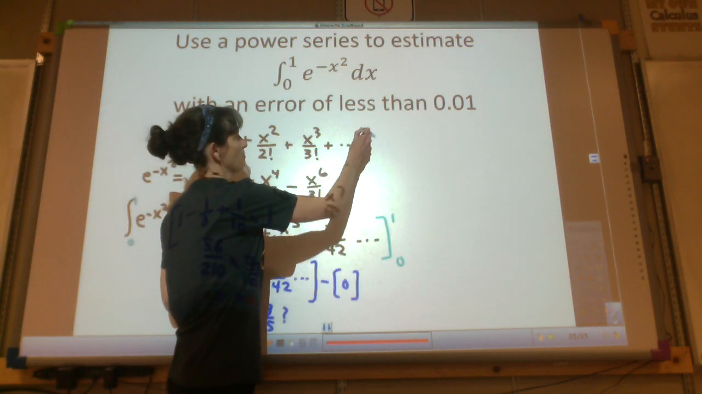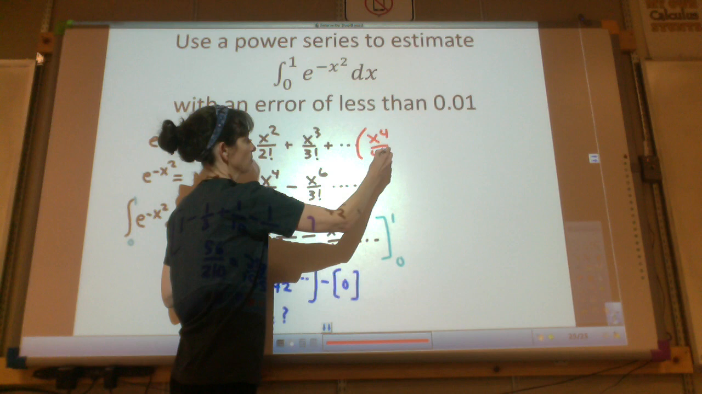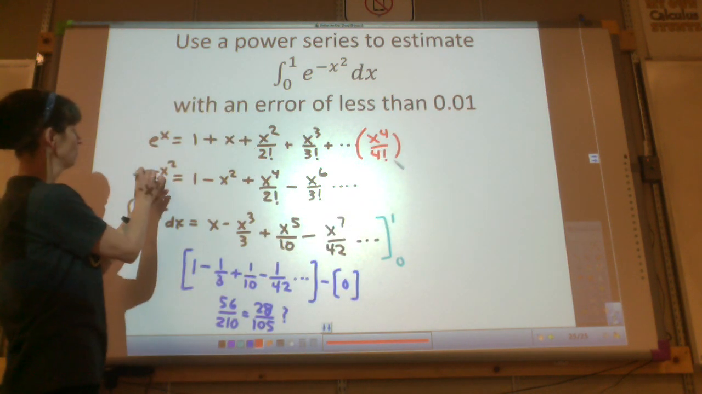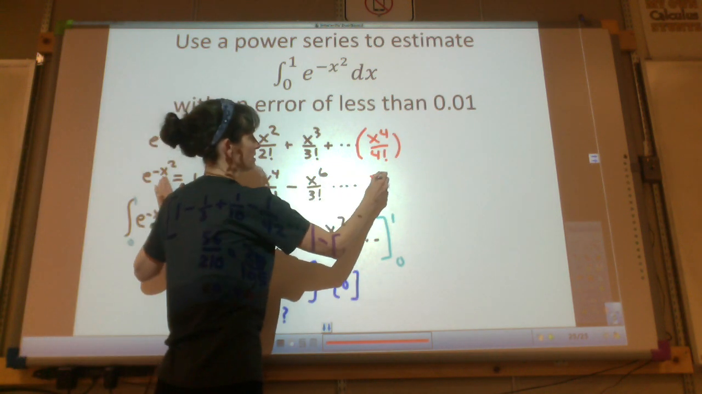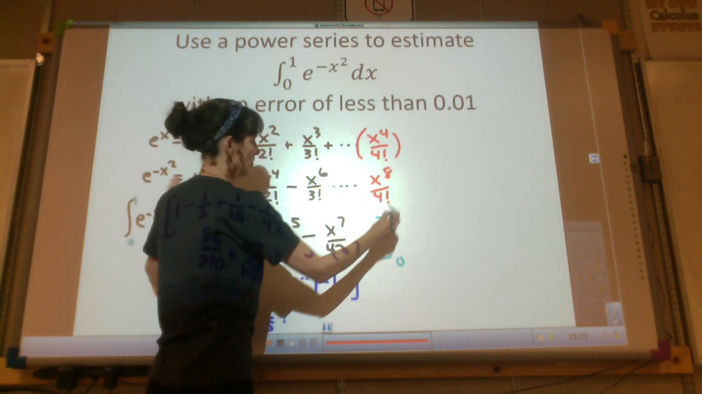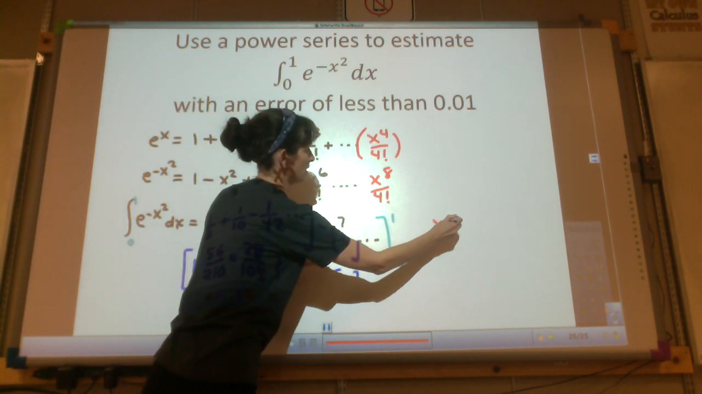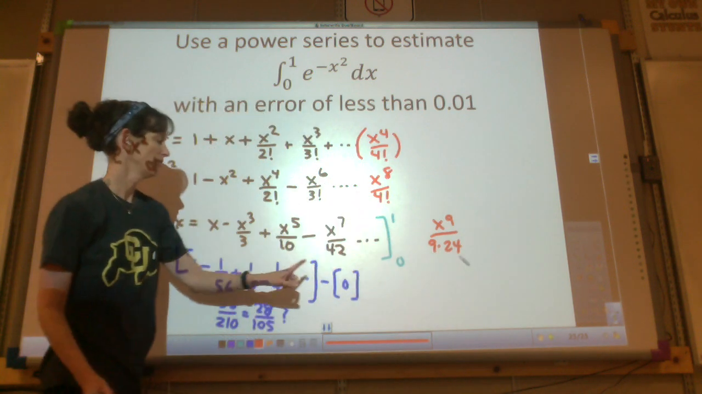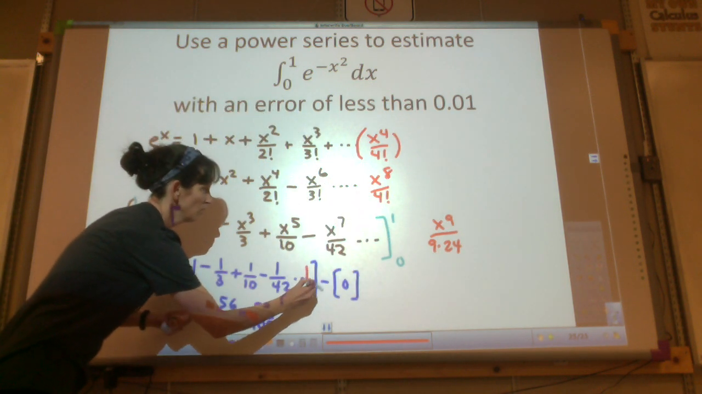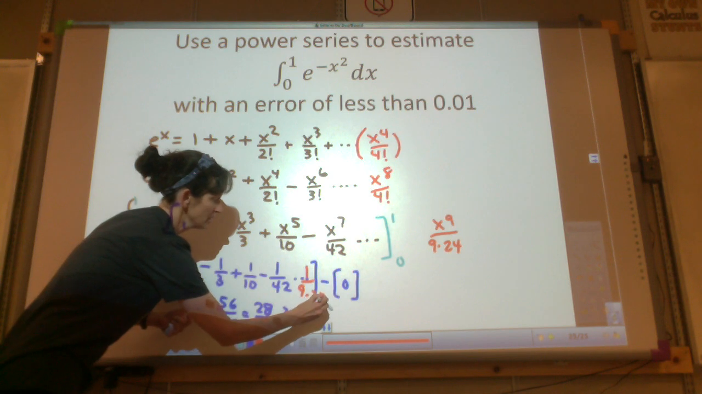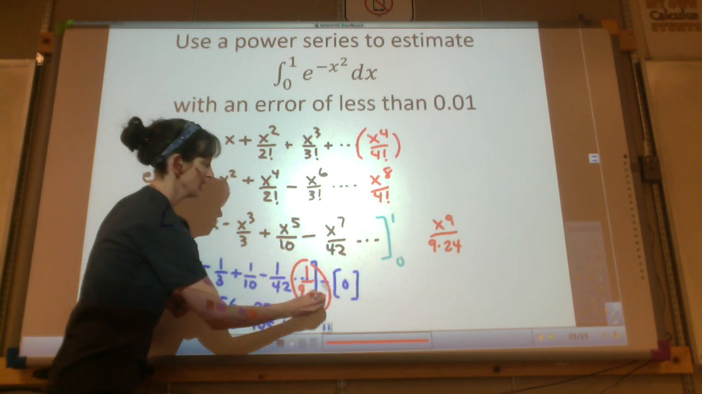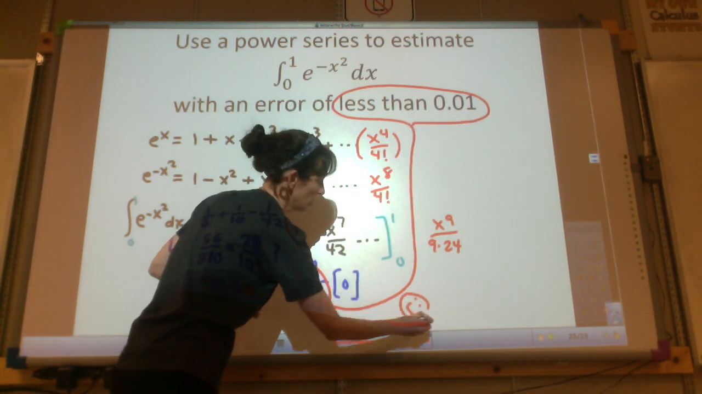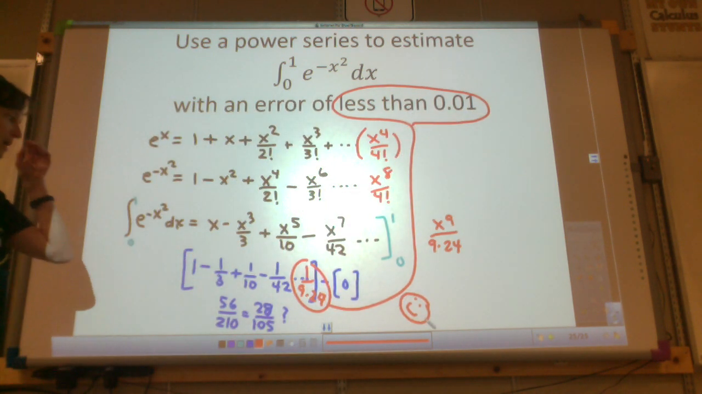The next term would have been x to the 4th over 4 factorial. It would have been plugged into e to the negative x squared, so it would be x to the 8th over 4 factorial. And then we would have integrated it, and that would be x to the 9th over 9 times 24. So that would be 1 over 9 times 24. And as long as 1 over 9 times 24 is less than 1/100th, which it is for sure, absolutely, then we have approximated this integral.